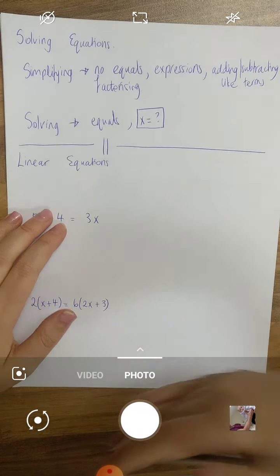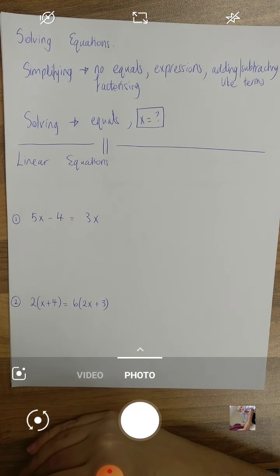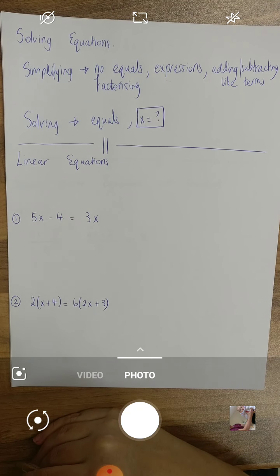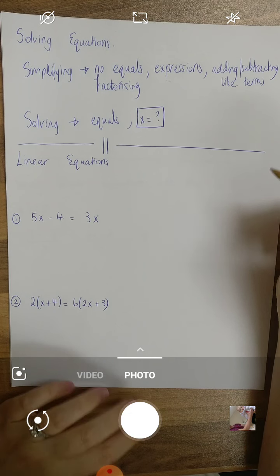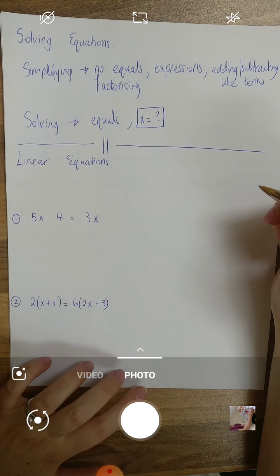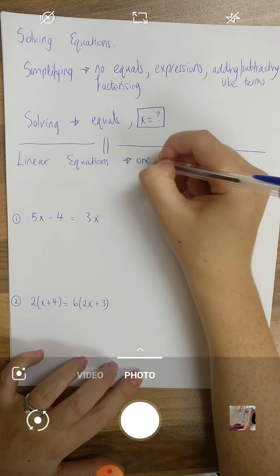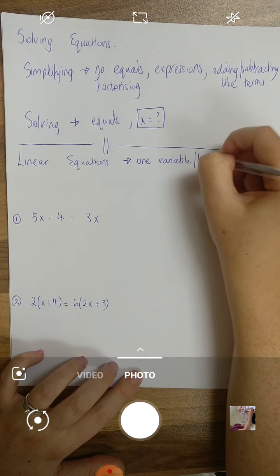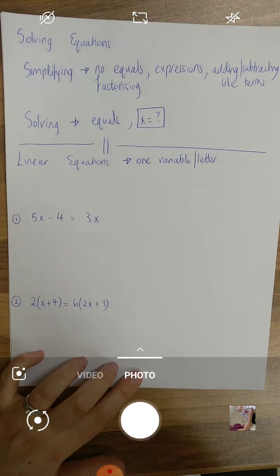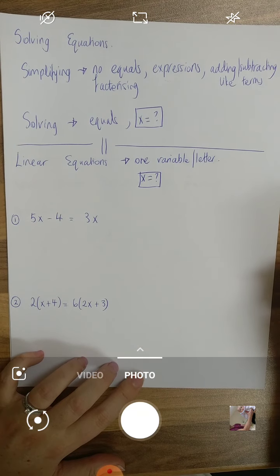So we might as well start. There's lots of different sections in solving. I'll try to get through all of them in this video, so it might be a lot in it, but we'll try get through as much as we can. So linear equations. Okay, so what we're looking at here is one variable, one variable or letter. So at the end of this, you're going to have an x value.